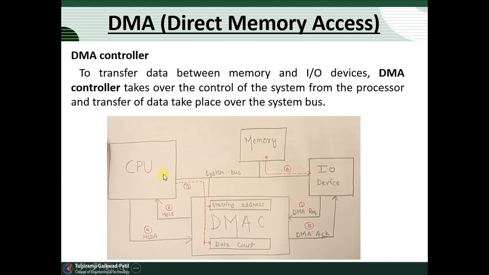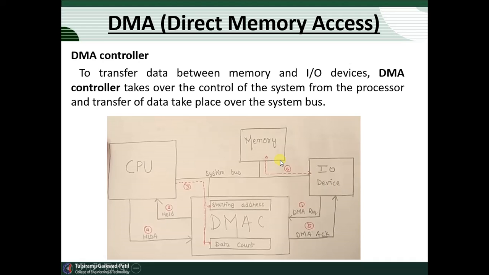Now how do these operations take place? Here the IO devices send the DMA request to the DMA controller. In the second stage, the DMA controller sends the HOLD signal. In the third stage, it sends the starting address. In the fourth stage, the HLD signal is sent to the DMA. After receiving the HLD signal, the DMA acknowledges the IO devices. Now the data path, the buses, are free, and you can transfer the data.